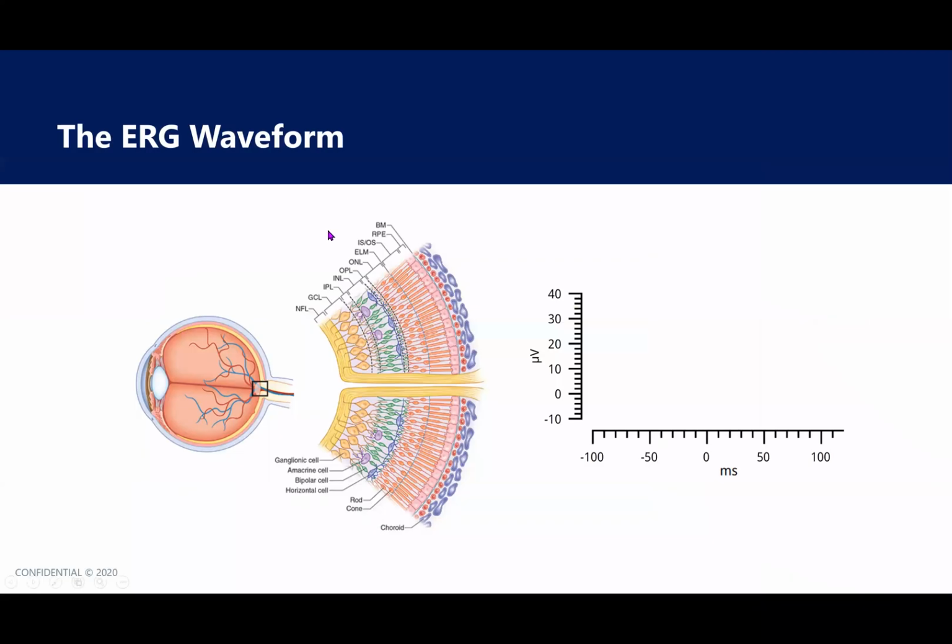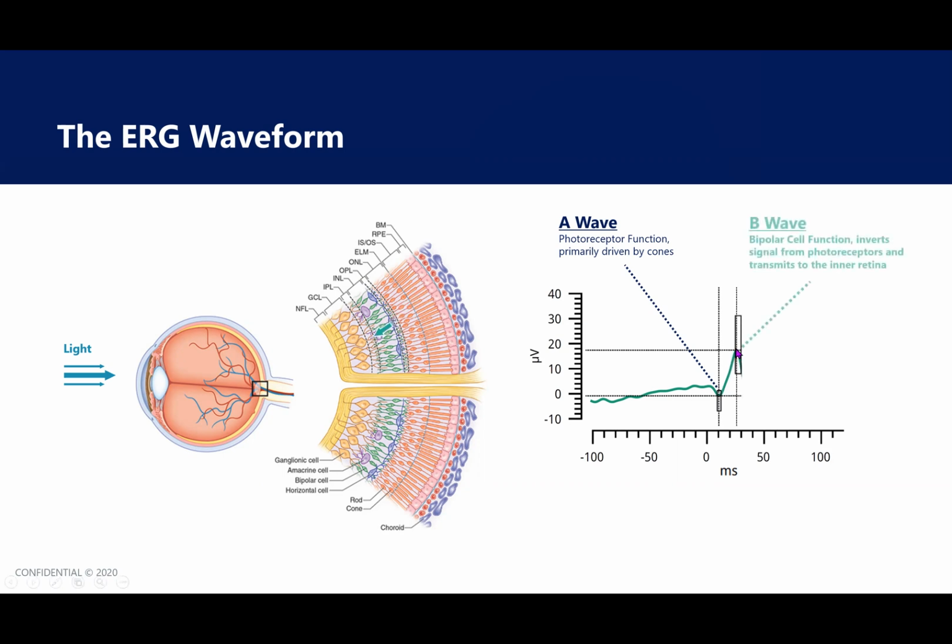This illustration shows how light travels through the eye and the retina and how that corresponds to the ERG waveform on the right-hand side. The ERG waveform is represented in time on the x-axis in milliseconds, and amplitude on the y-axis in microvolts. As light travels through the eye and through the layers of the retina, it triggers an electrical response in the photoreceptors, which you can see here on the waveform is indicated by this A wave, this first peak here. As the electrical impulse travels through the retina from the photoreceptors to the bipolar cells, it triggers another peak here, which is called the B wave.